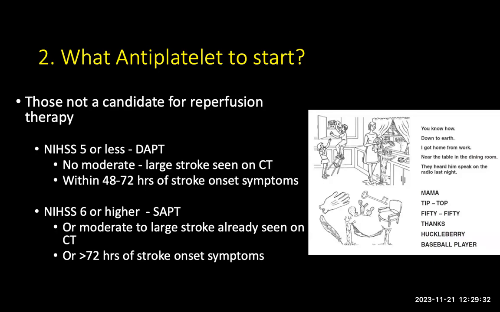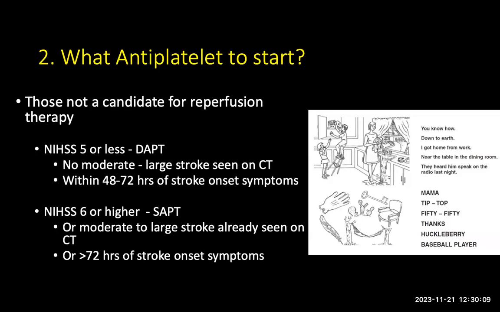Those will be patients that, despite their low NIHSS, you would treat with single antiplatelet because of the large infarct size that you see on CT. Whereas there will be patients with NIHSS 6 or higher, even if there's a small stroke, you would probably restrict them to single antiplatelets unless you are very concerned for some reason that you want them on dual antiplatelet. Or if you see a moderate to large stroke, you'll likely keep them only on single antiplatelets, or if it's been more than 72 hours of symptom onset, again, you're likely to keep them on single antiplatelets.